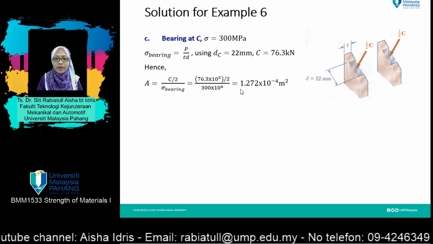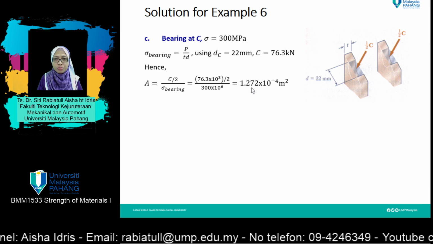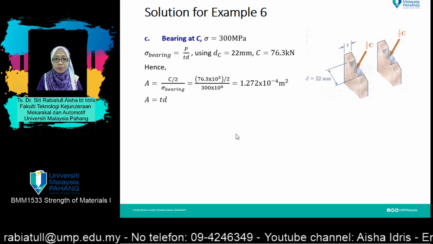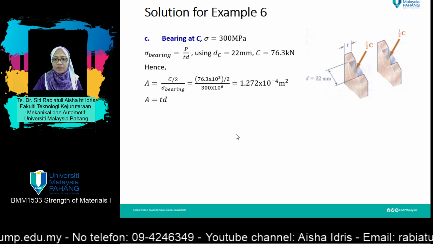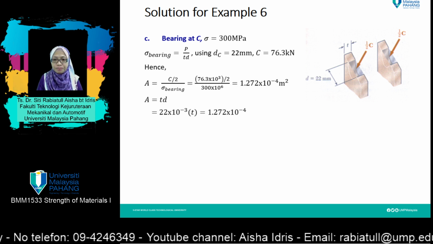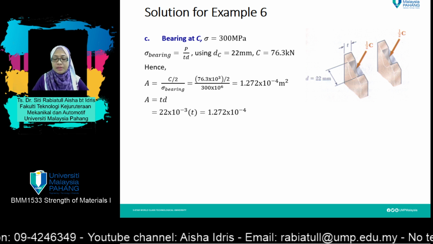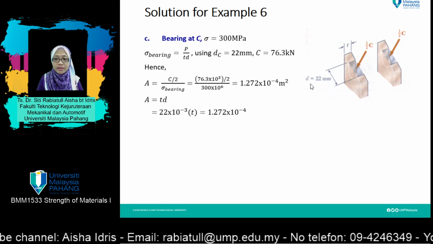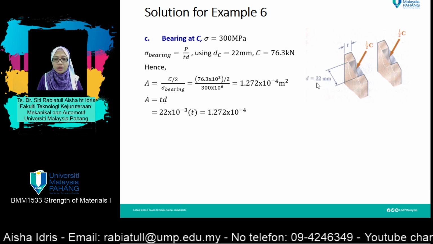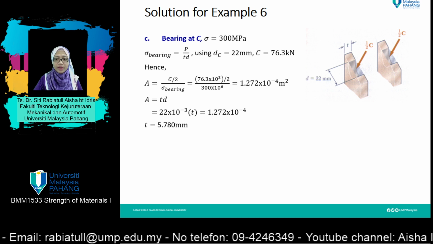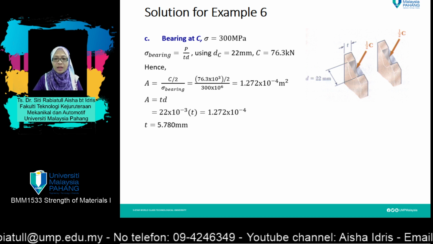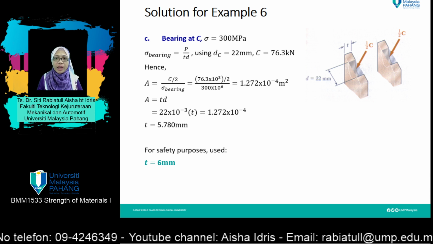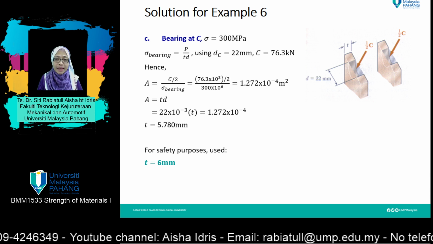So from there you will get the value of A equals 1.272 times 10 to the power of negative 6. And we know that area equals T times D in bearing. Therefore, just substitute the value that has been obtained from your calculation, and also information given from the question with the value of D equals 22 mm. From there, you will get the value of thickness equals 5.780 mm. But then again, for safety purposes, you need to choose a slightly higher value, which equals 6 mm.